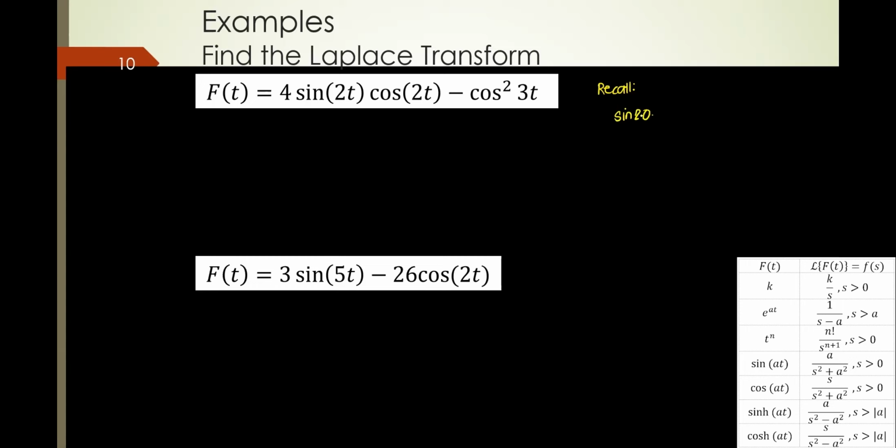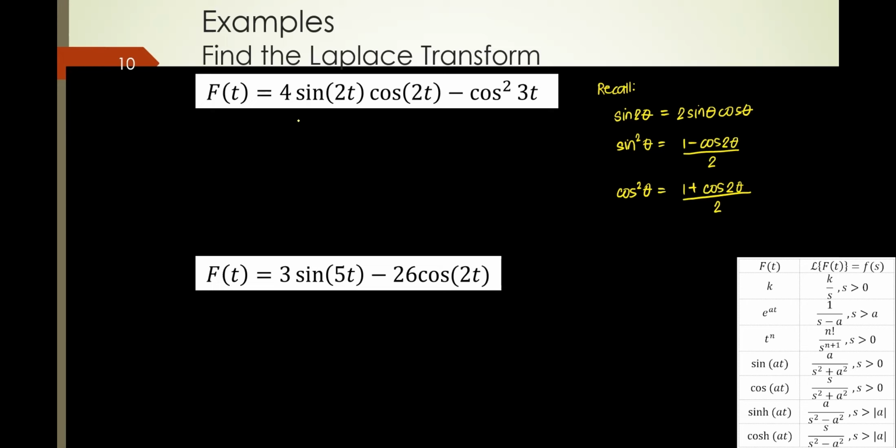sine 2 theta is basically 2 sine theta cosine theta. Sine squared theta is 1 minus cosine 2 theta all over 2. And then cosine squared theta is 1 plus cosine of 2 theta all over 2. So let's try to recall these.